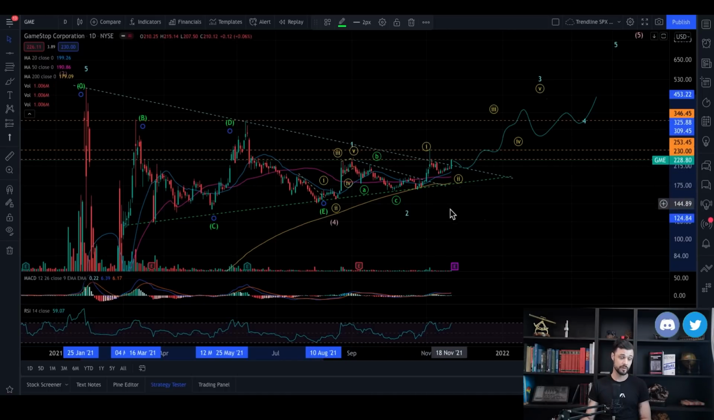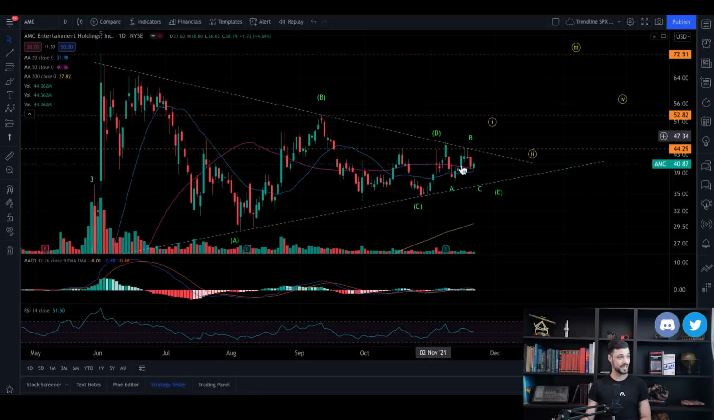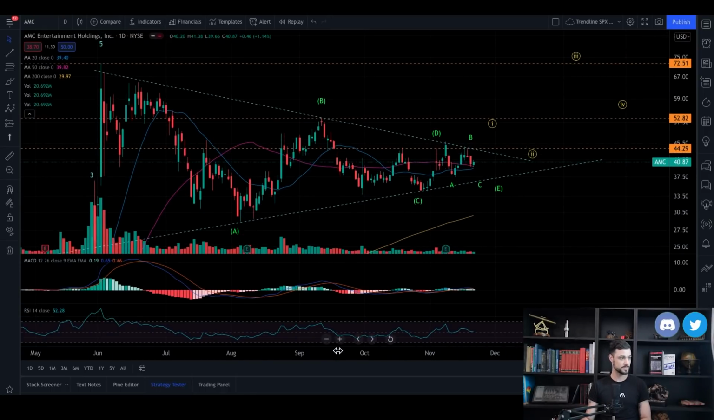Why are we in the third wave on GME? Because we have those very impulsive, strong moves that go through major resistance levels. This is the definition of a third wave. So that's why I believe this is a third wave. AMC, to me, has not started its major fifth wave.